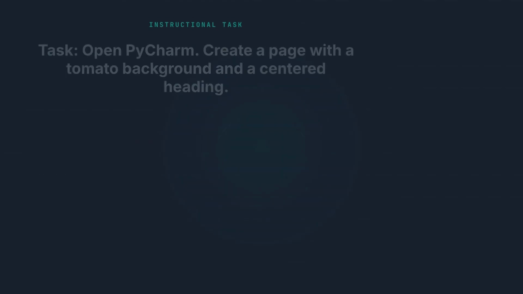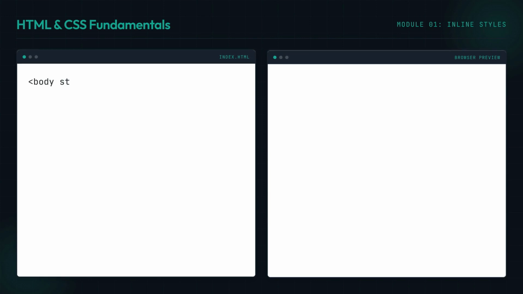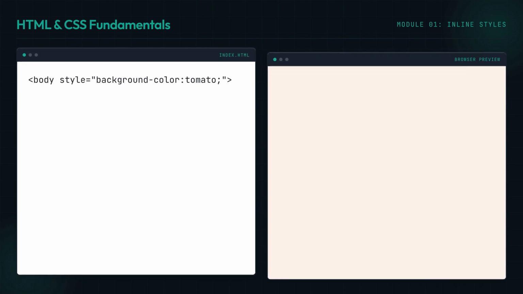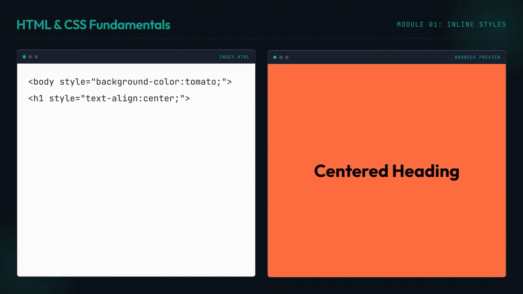Now it's your turn. I want you to open PyCharm on your computer right now and solve this exercise. Create an HTML page with a tomato background and a centered heading. I'll give you 10 seconds. Starting now. Time's up. Did you get it? Here's the solution. We set the body background to tomato and use text align center for the heading. Great practice. I am so impressed with your hard work today.